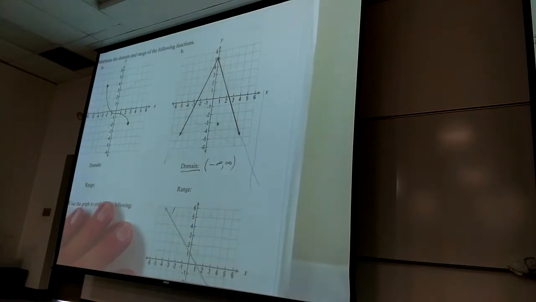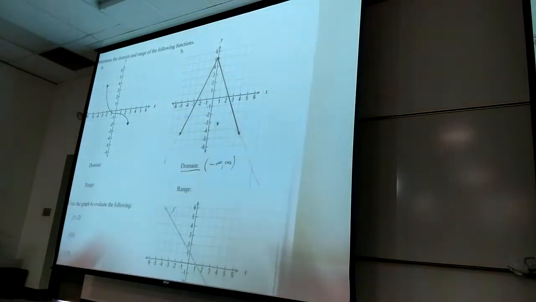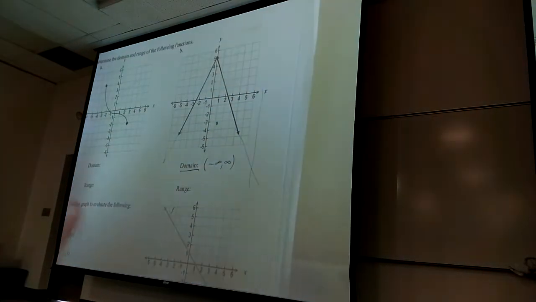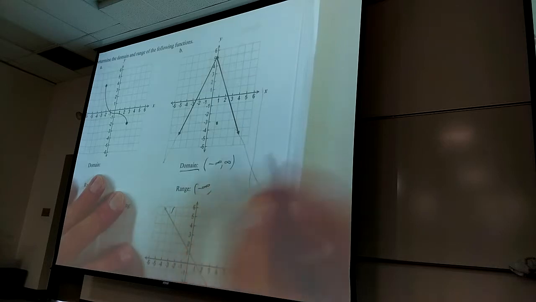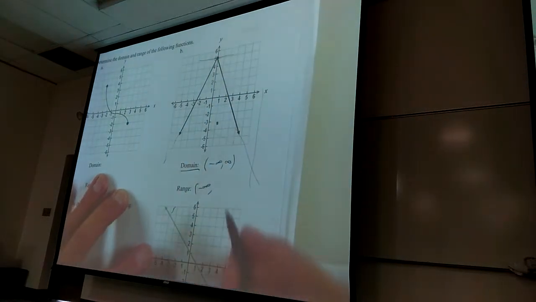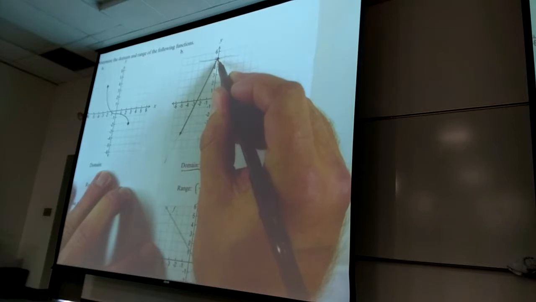So the range, what's the lowest output? Well, the lowest output would be negative infinity. It keeps going forever down. What's the highest output? 5. There's a definite peak to this, right? And what do I put on the 5? Bracket, because it's a closed circle.